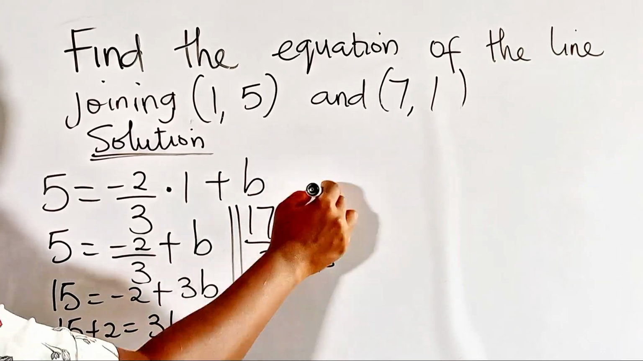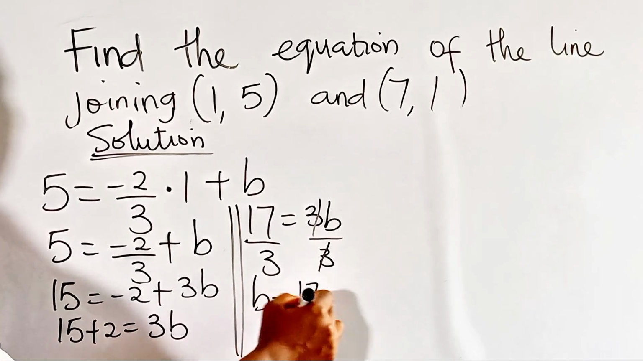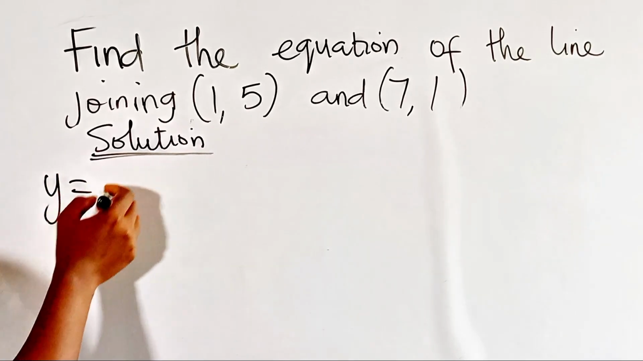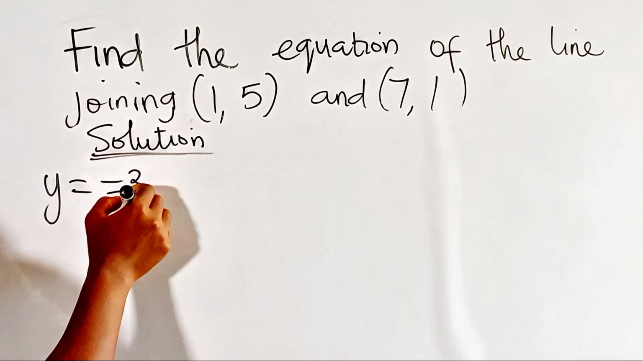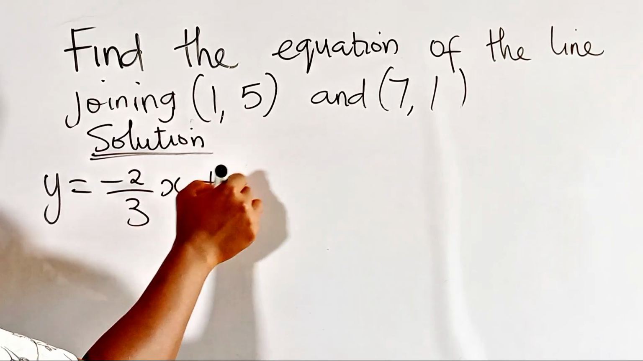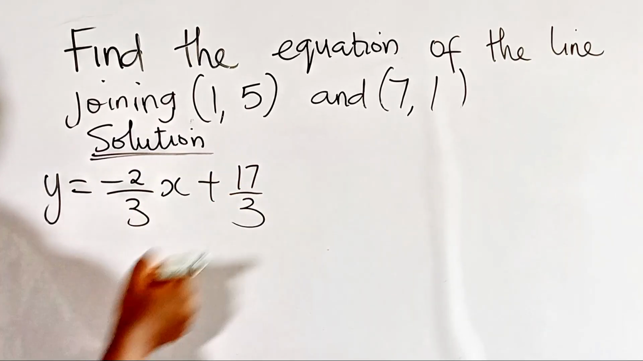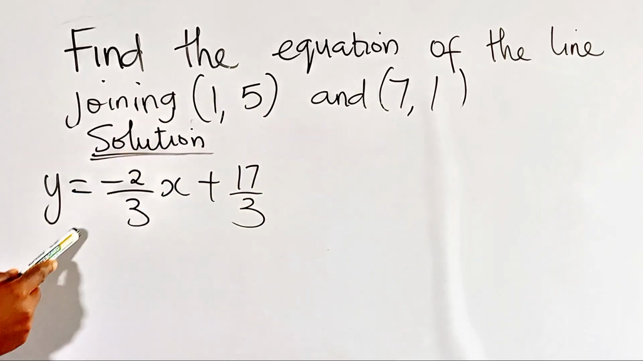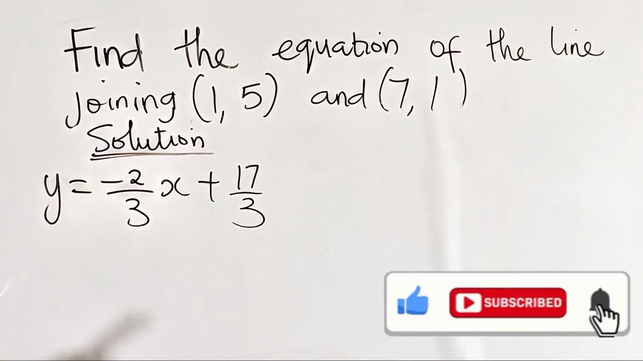We divide both sides by 3 to eliminate the coefficient of b. Therefore, b, the y-intercept, is equal to 17 all over 3. Therefore, the equation joining the 2 points is y equals minus 2 over 3x plus 17 over 3. So now you see, we use 2 points to create the equation of a line.